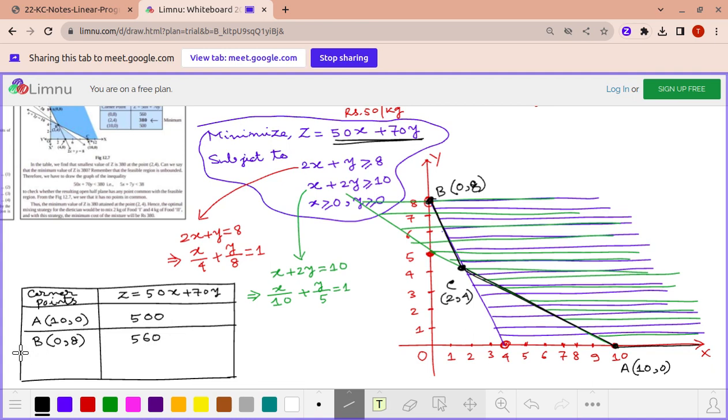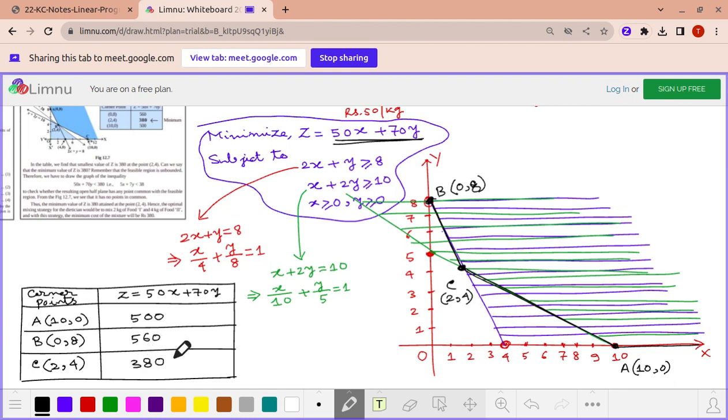Okay. And now let's come to the point C. The coordinates of the point C are (2, 4), that means x is equal to 2 and y equal to 4. When x equals 2 and y equals 4, the value of the expression 50x plus 70y becomes 50 into 2 plus 70 into 4. That becomes 50 into 2 is 100 plus 70 into 4 is 280. So 100 plus 280 is equal to 380.